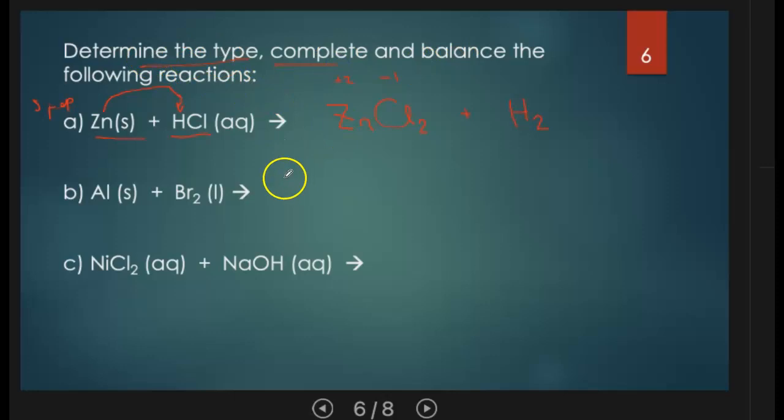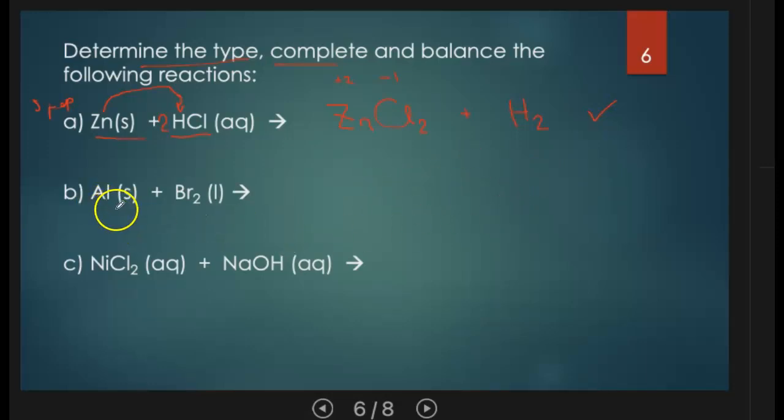And now at last we want to balance it. And so I have 1 zinc, 1 zinc. I have 2 chlorines here, so I'm going to need a 2 in front of the HCl to get 2 chlorines. That's going to give me 2 hydrogens, but that's okay because I have H2 gas. All right, that one looks like it's going to be good to go.